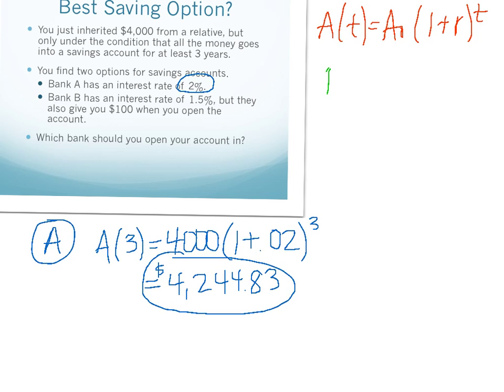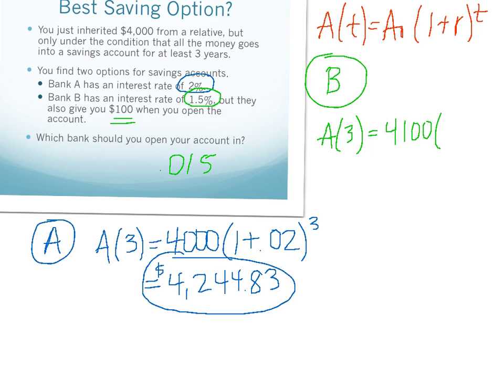For Bank B, things work a little bit differently. The interest rate is down to only 1.5%, but they also give you $100 when you open the account. So when we're looking for A sub 3 here, our starting amount, when we put in $4,000, they automatically give us $100. So our A sub 0 here will be $4,100. In parentheses, 1.5% is going to be 0.015. So I can write this as 1.015. And we're going to raise that to the third power because we're still talking about 3 years from now.